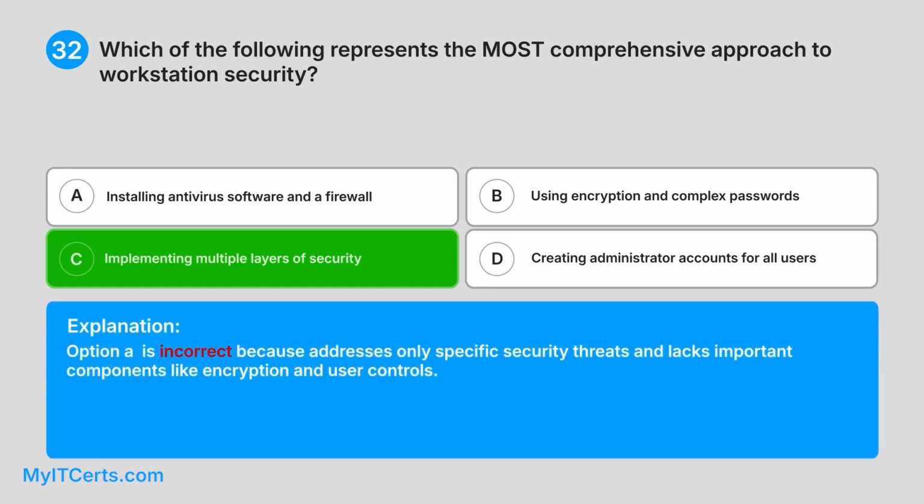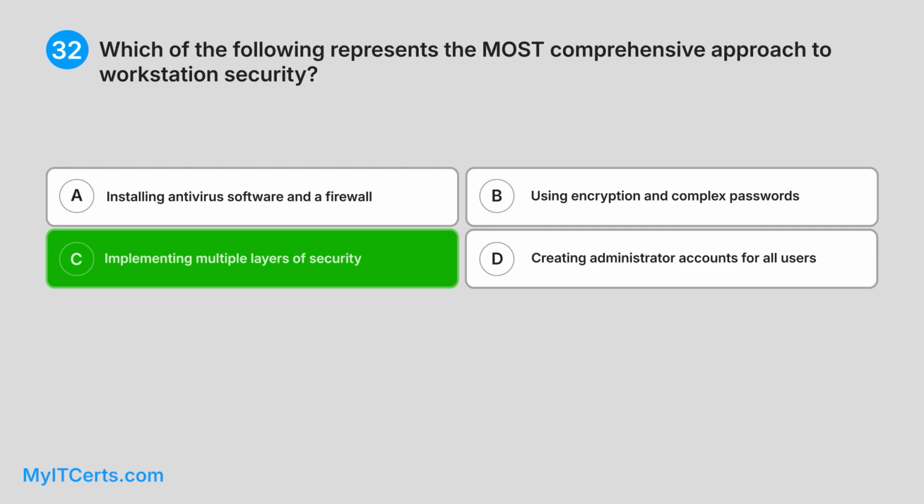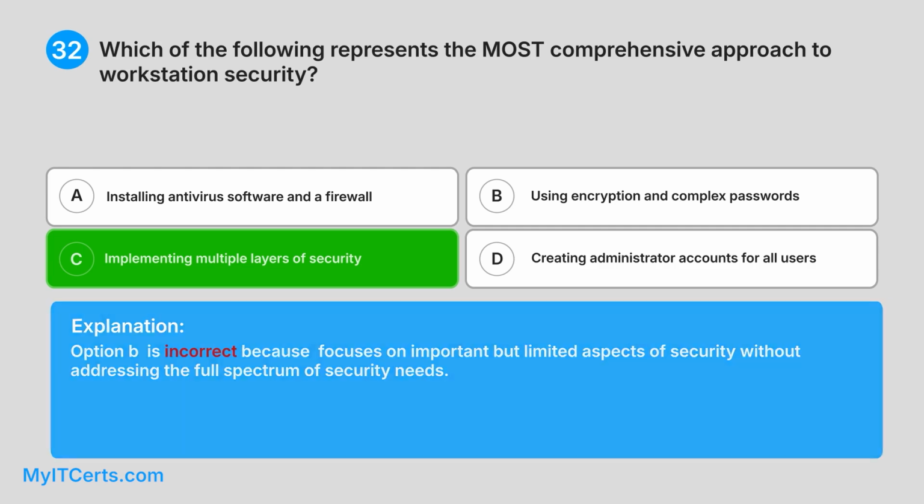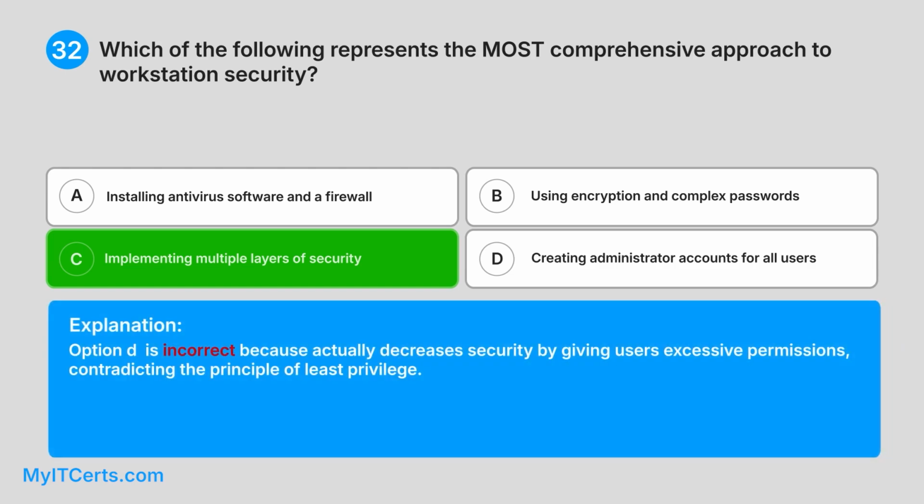Option A is incorrect because it addresses only specific security threats and lacks important components like encryption and user controls. Option B is incorrect because it focuses on important but limited aspects of security without addressing the full spectrum of security needs. Option D is incorrect because it actually decreases security by giving users excessive permissions, contradicting the principle of least privilege.